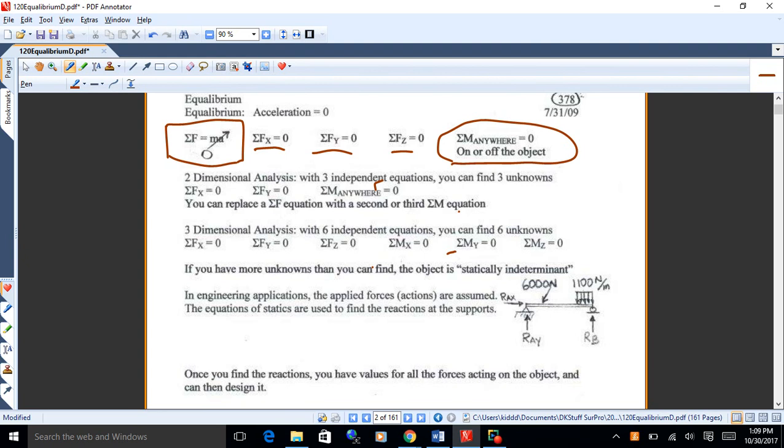All right, now with 2D analysis, we'll have three independent equations. You can find three unknowns with this. So we've got sum of Fx is zero, sum of Fy is zero, and the sum of moments about anywhere you want to take it is zero.